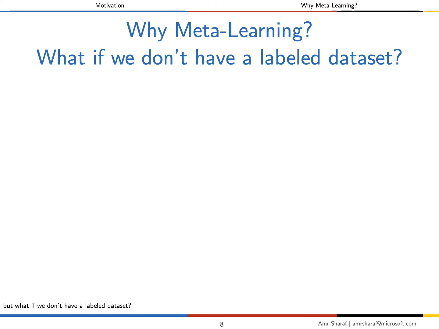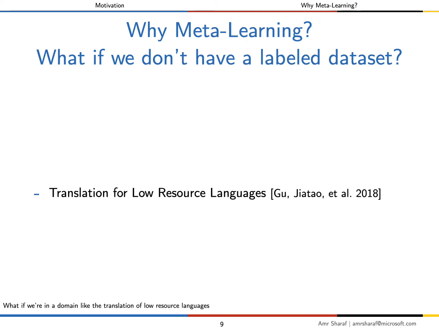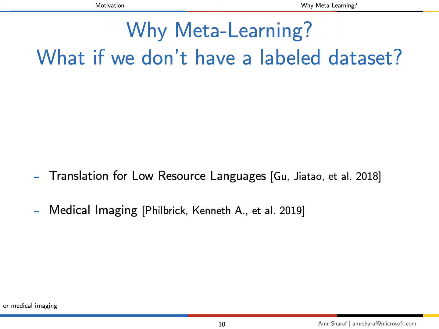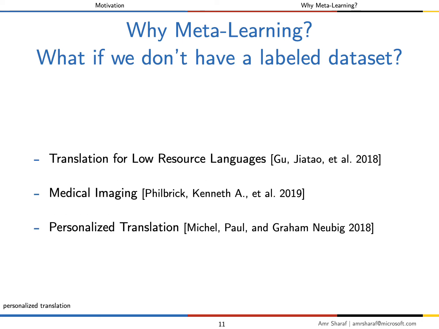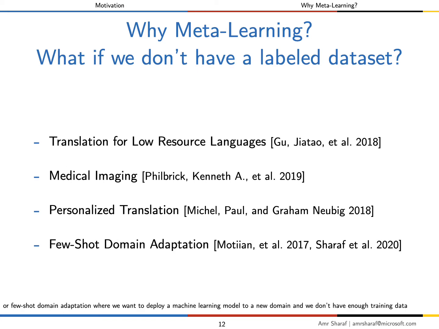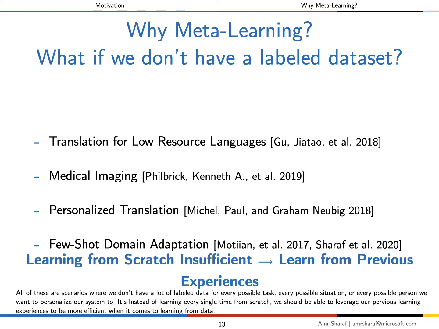But what if we don't have a labeled dataset? What if we are in a domain like translation of low-resource languages, or medical imaging, or personalized translation, or few-shot domain adaptation, where we want to deploy a machine learning model for a new domain and we don't have enough training data? All of these are scenarios where we don't have a lot of labeled data for every possible task, every possible situation, or every possible person we want to personalize our system to. So instead of learning every single time from scratch, we should be able to leverage our previous learning experiences to be more efficient when it comes to learning from data.